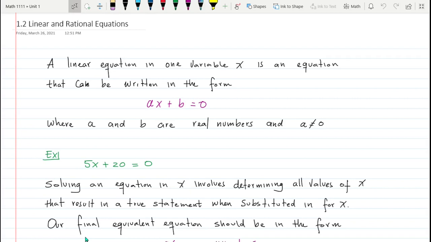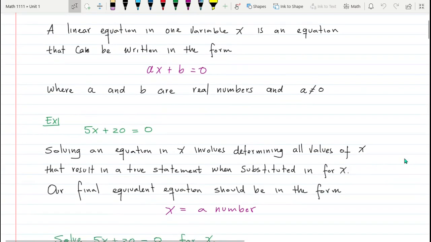In this video, we're going to talk about linear and rational equations. A linear equation in one variable is an equation that can be written in the form a times x plus or minus b equals 0, where a and b are just numbers. To keep it a linear equation, a cannot be 0. a can be any other number. For example, 5x plus 20 equals 0. That's an example of a linear equation.